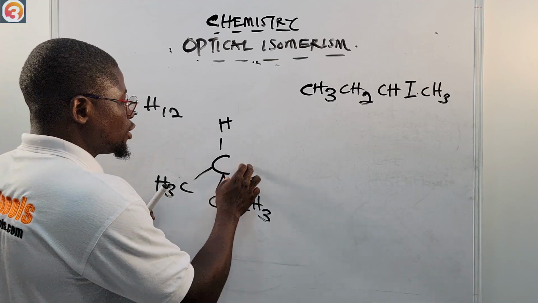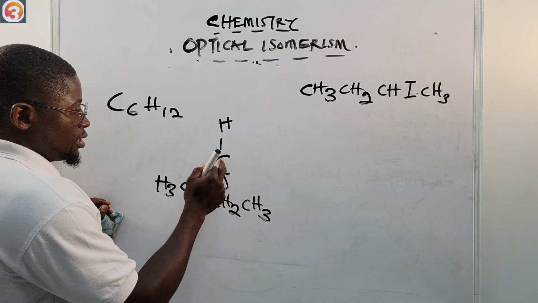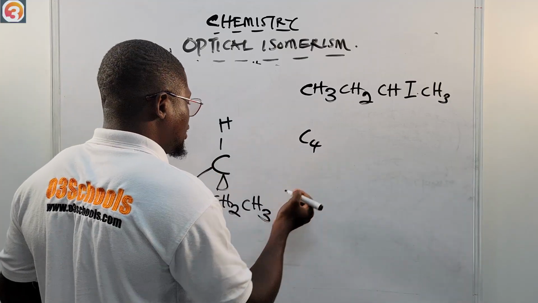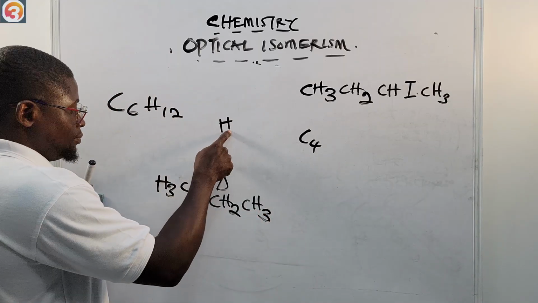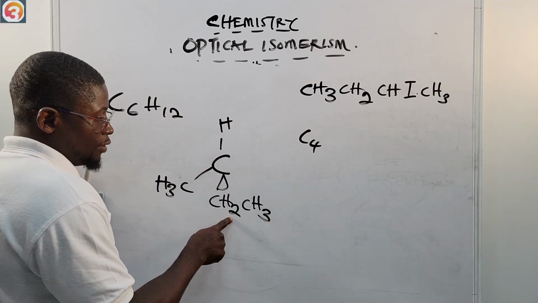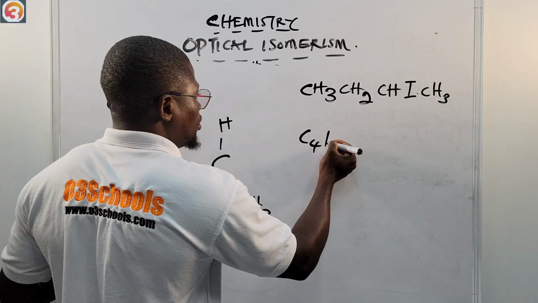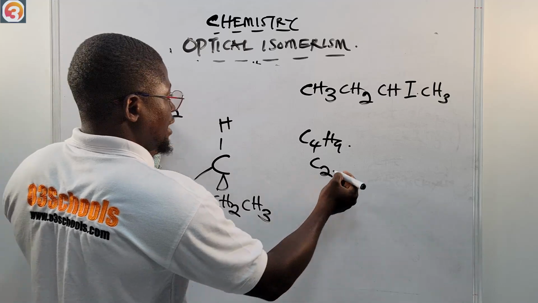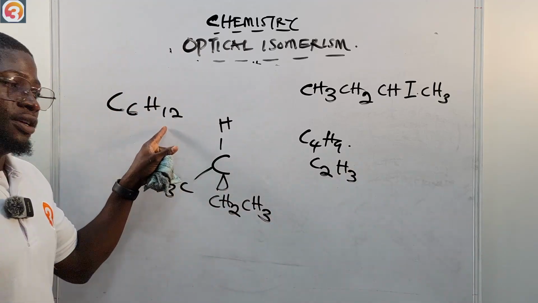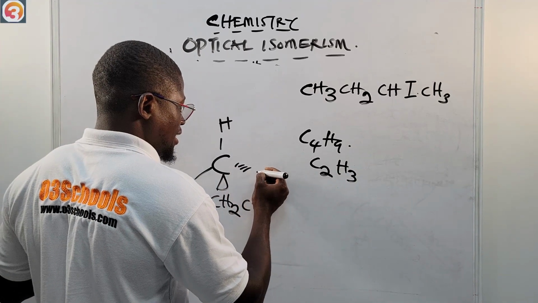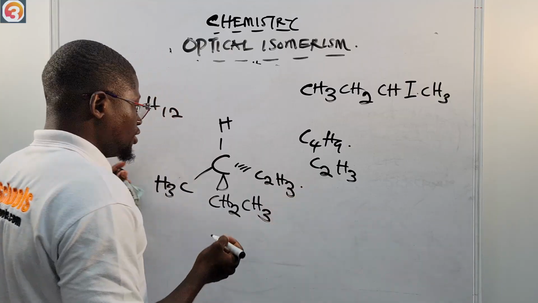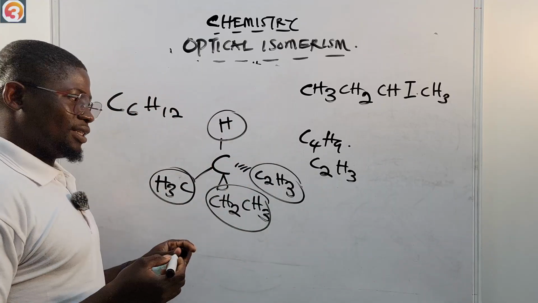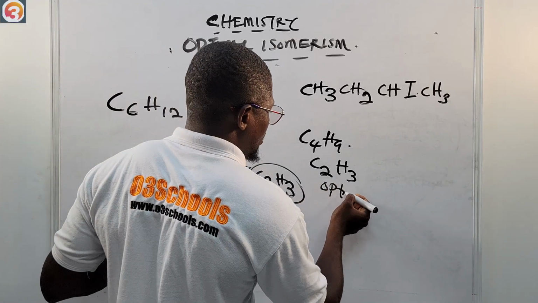Then the last one, how do you calculate? How many carbon atoms have you used? This is 1, this is 2, this is 3, this is 4. You have used 4 carbon atoms, C4. How many hydrogen atoms have you used? This is 1, 1 plus 3 is 4, 4 plus 2 is 6, 6 plus 3 is 9. You have used 9 hydrogen atoms. So what is left from here? We are left with C2 and 3 hydrogens from here. So that will be the last group here, C2H3. Because it is bonded to 4 different groups, you can answer that of course it is optically active.